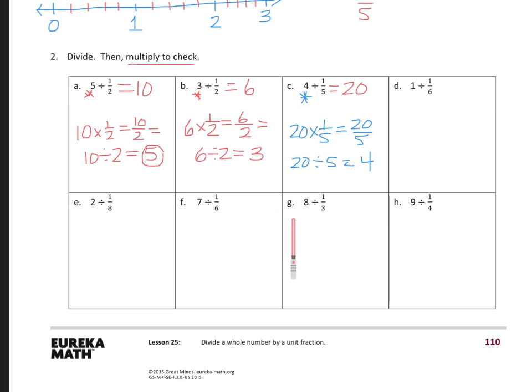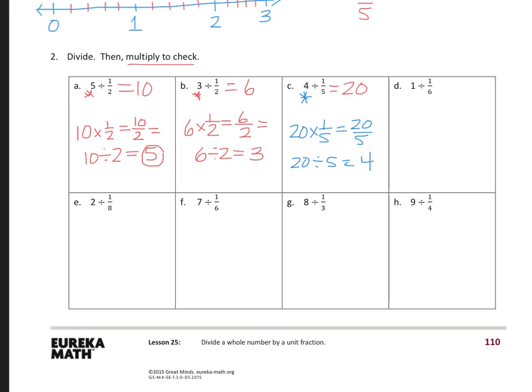Now, let's drop down to G right here. We have 8 divided by 1/3. So we're taking 8 cookies, 8 crackers, whatever objects you want to think of. You're taking 8 of those whole items and breaking them up into thirds. So if we follow the pattern that I just pointed out, the whole number and the denominator give us our answer.